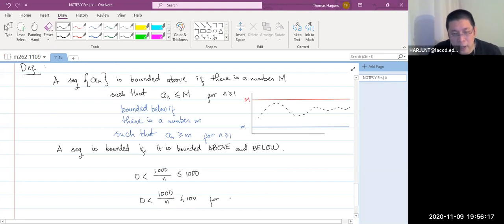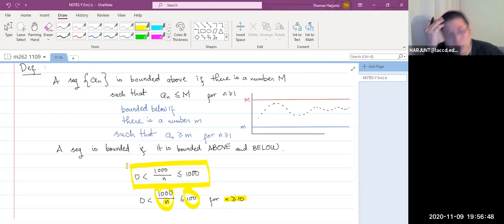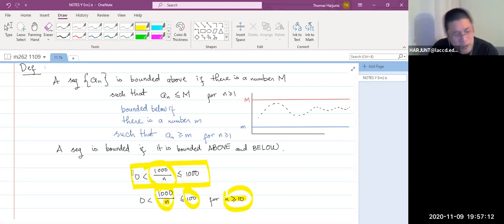It means there is a term such that starting from the 10th term and on, this sequence is bounded above by 100. You see? So I use an illustration where this sequence is bounded already, right? But it's bounded by a big number. I want to say that it is eventually bounded above by a much smaller number. But it doesn't start from 1, it starts from 10 here. So we can say this sequence, 1000 over n, is eventually bounded above by 100. Does it make sense?